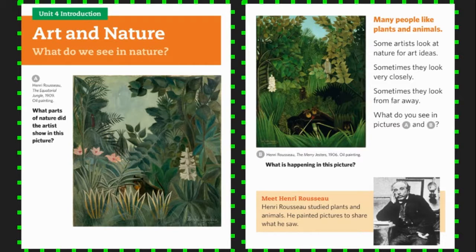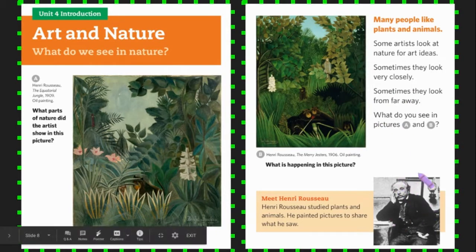Very good. Now, what's happening in this picture? It looks like we have a family of bears, something in the background here. There's a bird on a limb. See the sky in the background? Now let's meet the artist.